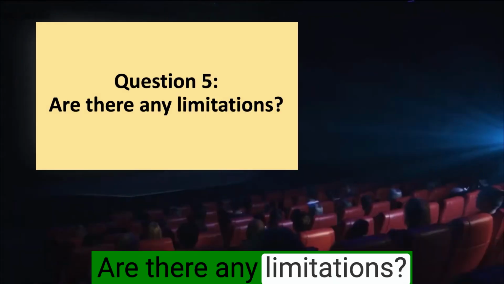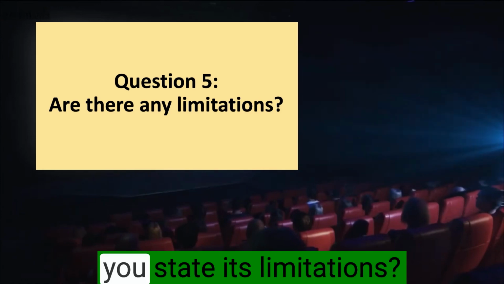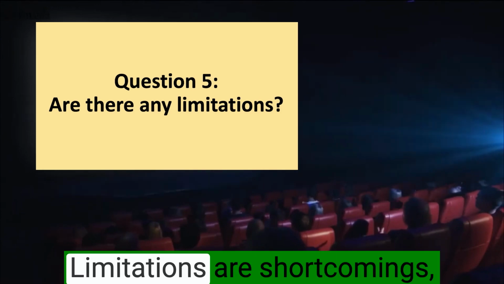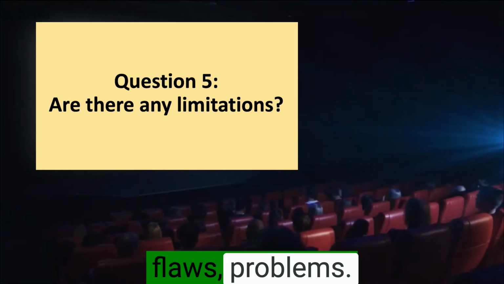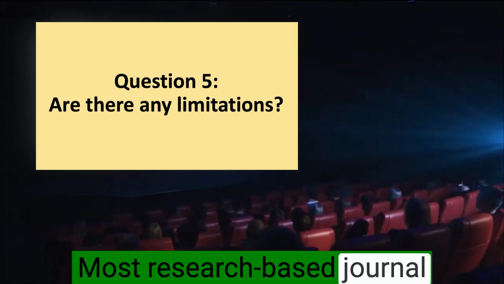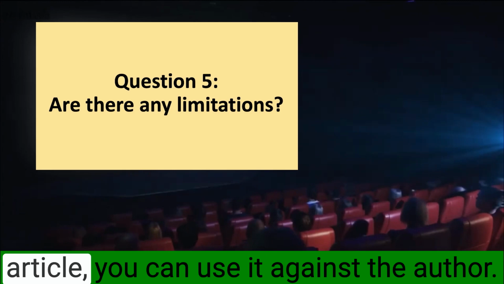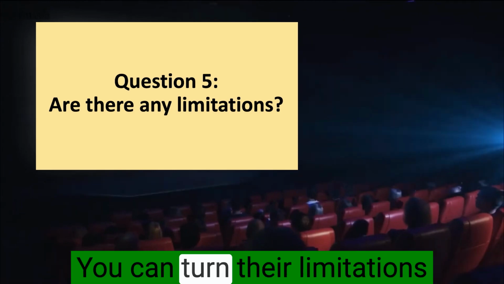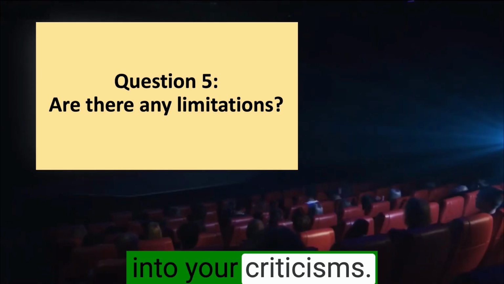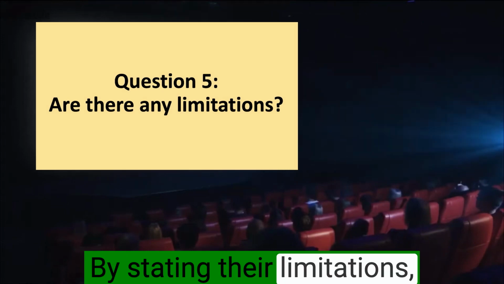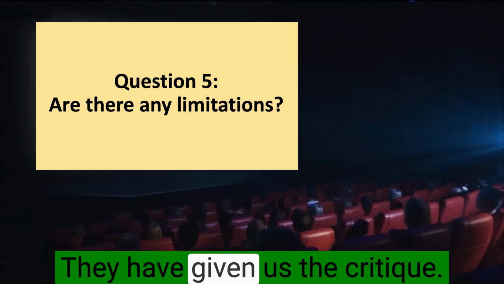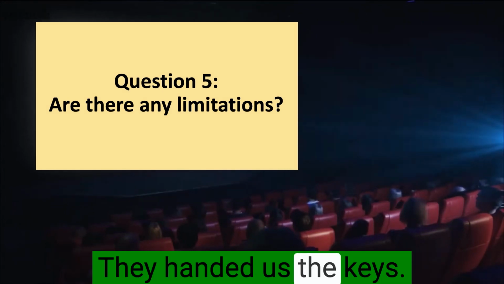The last question. Are there any limitations? Does the text in front of you state its limitations? Limitations are shortcomings, flaws, problems. Most research-based journal articles state their limitations. When you find these limitations in the article, you can use it against the author. You can turn their limitations into your criticisms. By stating their limitations, they have made our job easier. They have given us the critique. They handed us the keys.